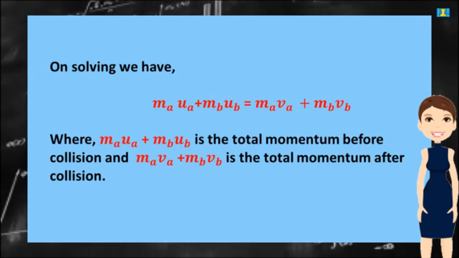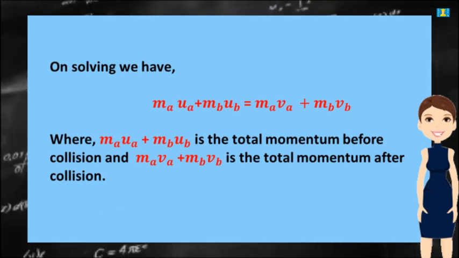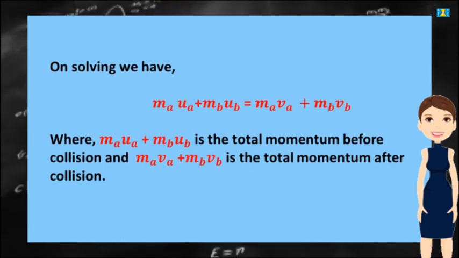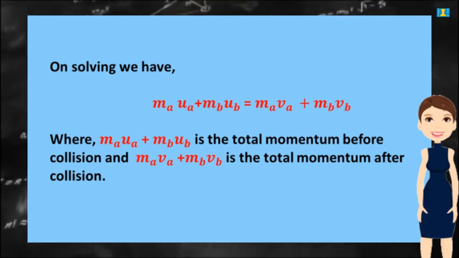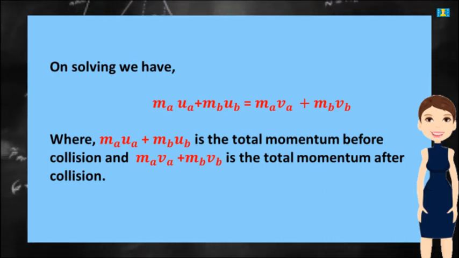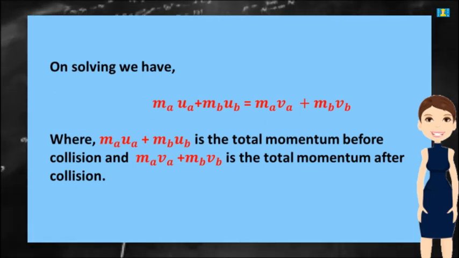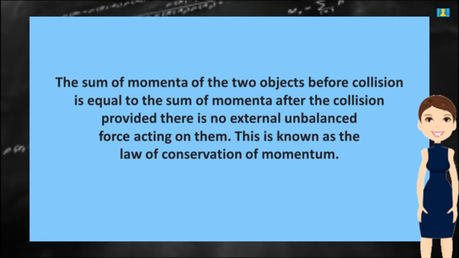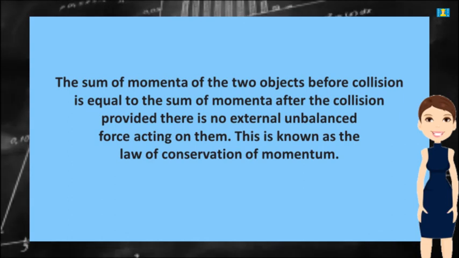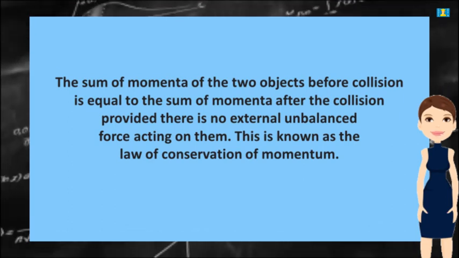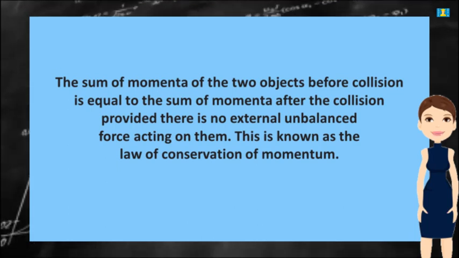On solving, we have mAuA plus mBuB equals mAvA plus mBvB, where mAuA plus mBuB is the total momentum before collision and mAvA plus mBvB is the total momentum after collision. The sum of momenta of the two objects before collision is equal to the sum of momenta after the collision, provided there is no external unbalanced force acting on them. This is known as the law of conservation of momentum.